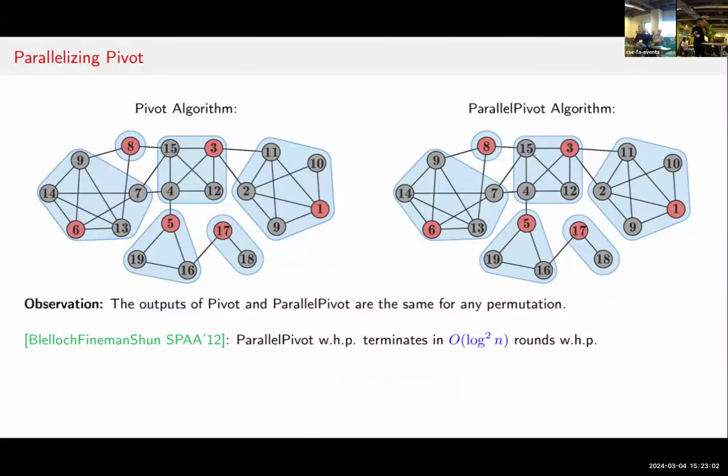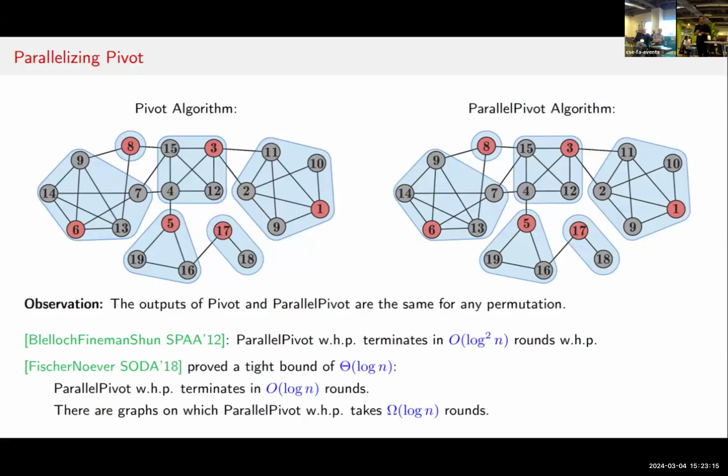And in a nice paper, Blelloch, Fineman, and Shun in 2012 showed that for a random permutation, this process actually turns into log squared n rounds. So it's much faster than forming the pivots one by one. And later on, Fischer and Noever tied them down, showed that the right answer is actually log n. They showed a deterministic log n rounds, and that there are instances on which the high probability takes log n rounds at least. So this parallelization of the pivot algorithm achieves a log n round algorithm.